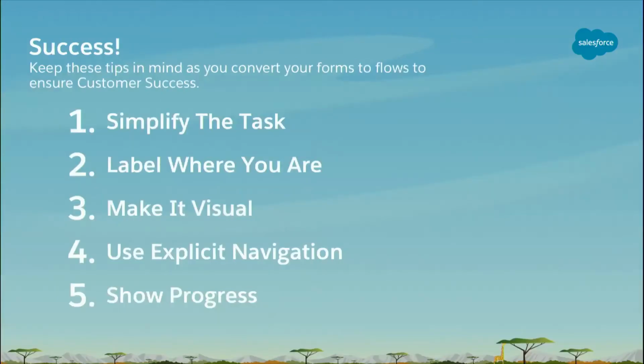And that's it. Those are the 5 things. If you do those 5 things, your flows will be way more engaging and guarantee you'll have more success. Just to recap, number 1, simplify the task. Number 2, label where you are. Number 3, make it visual. 4, use explicit navigation. And 5, show progress.